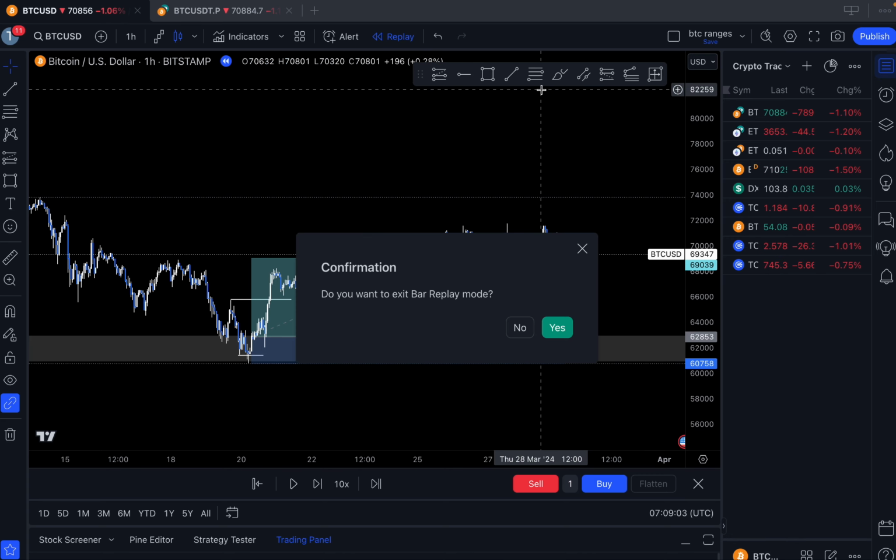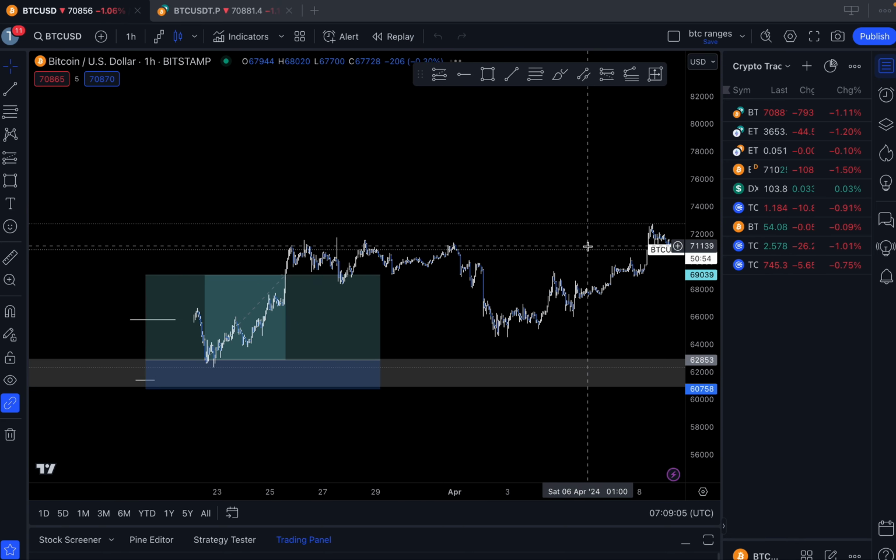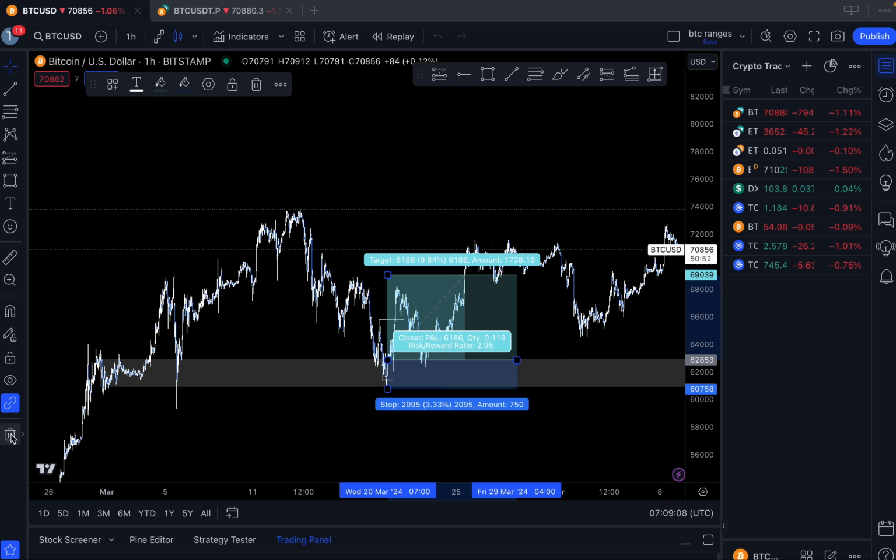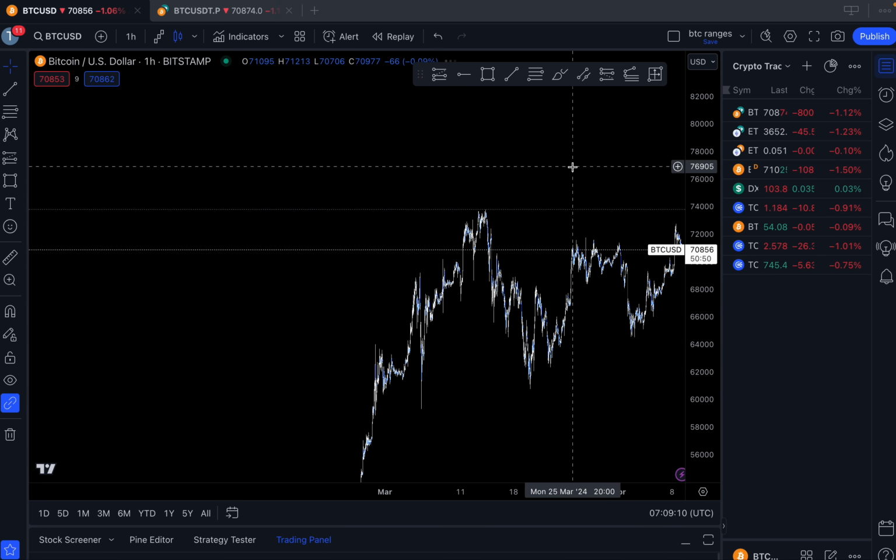That's just an example of how you can use order blocks, but not using order blocks just by themselves. You have to have confluence with them.